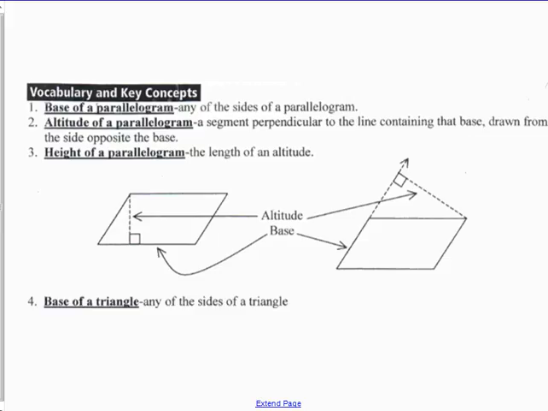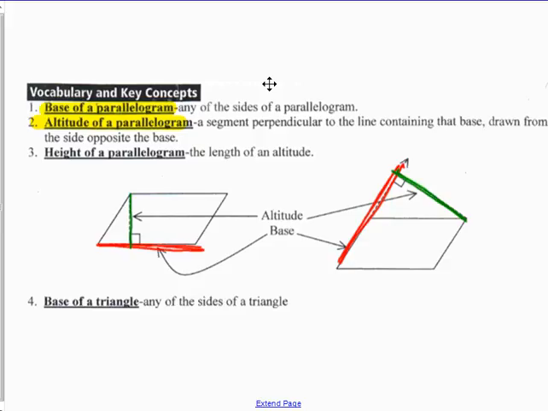The base of a parallelogram is any of the sides of a parallelogram. So this is the base of this parallelogram. The altitude of a parallelogram is a segment that's perpendicular to the line containing the base. So this is perpendicular to this base. Again, this is the base and this is the altitude. This is important to know.